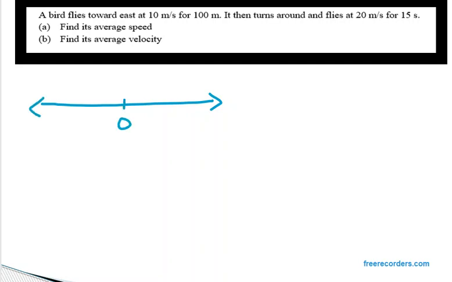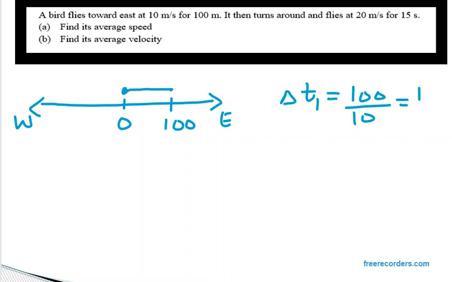0 is the initial position, and I'm taking 100 here. This direction represents east and this direction represents west. So the bird flies from position O, or 0, till 100 meter at the speed of 10 meter per second. First, I would like to calculate the time taken to travel this distance. It will be t1 equal to 100 over 10, so the bird takes 10 seconds to travel 100 meter.